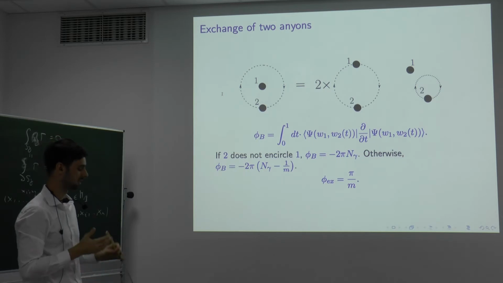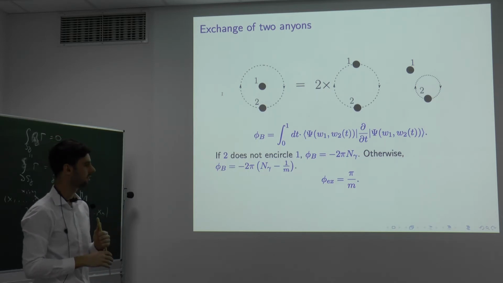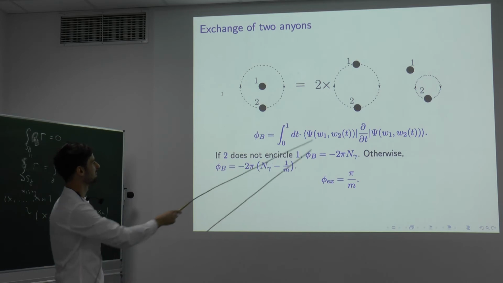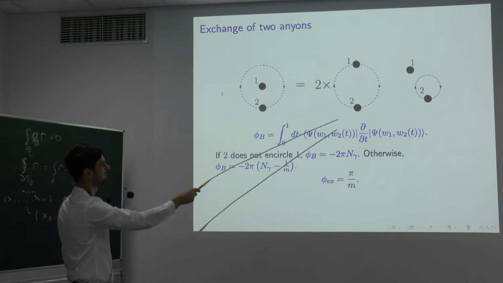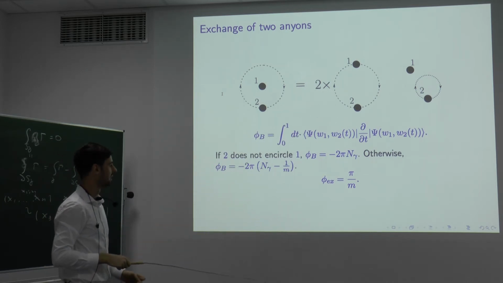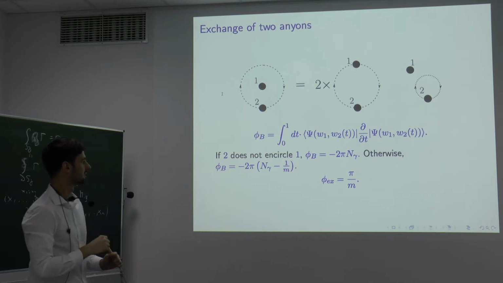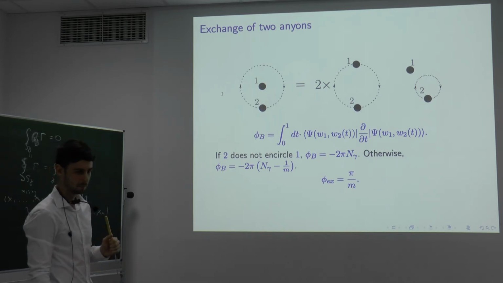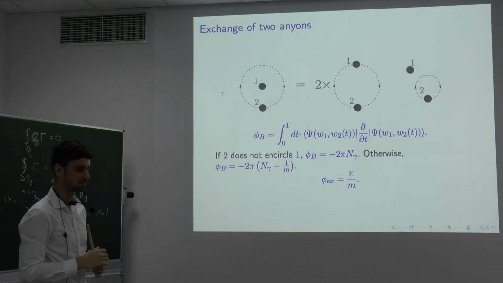So this is 2 pi, but the loop is 2 times a single exchange. So this is just a simple calculation for a given wave function.